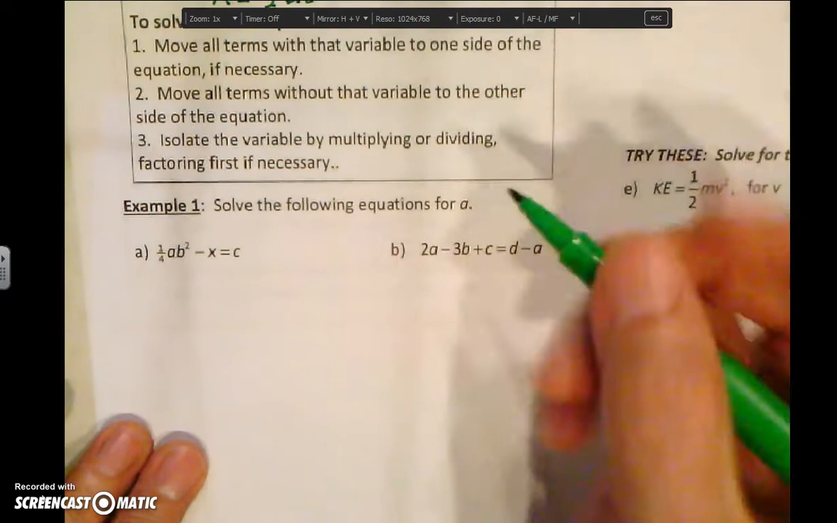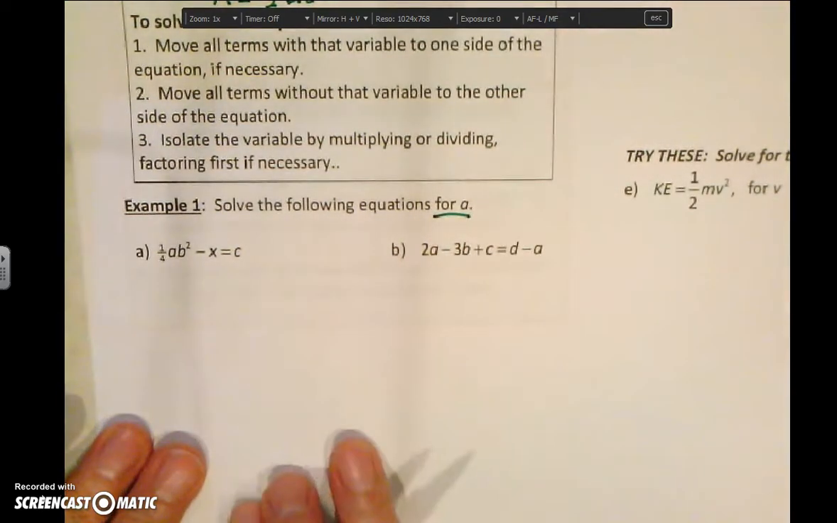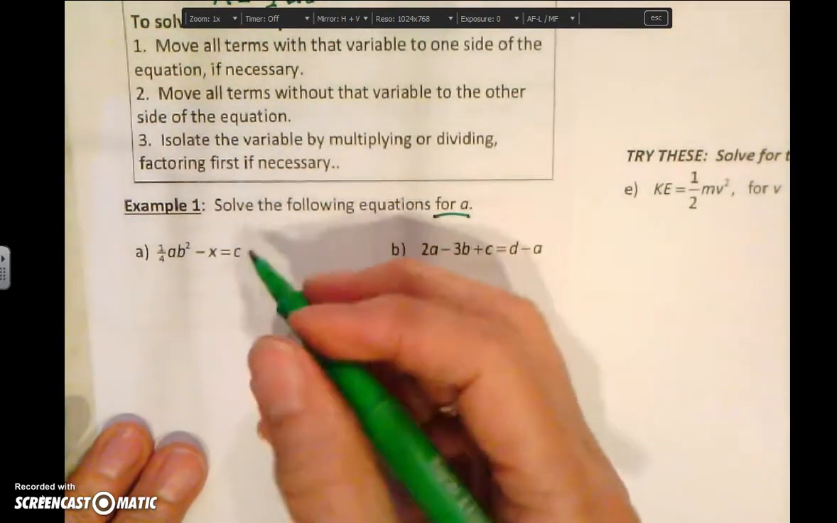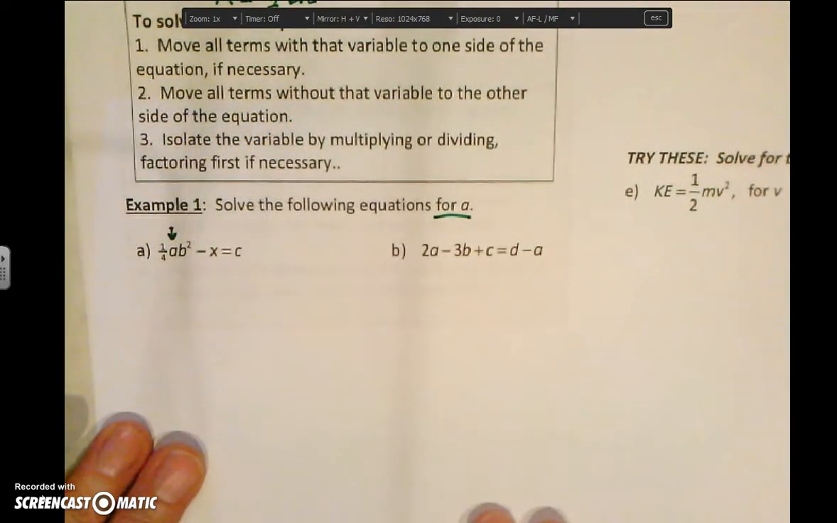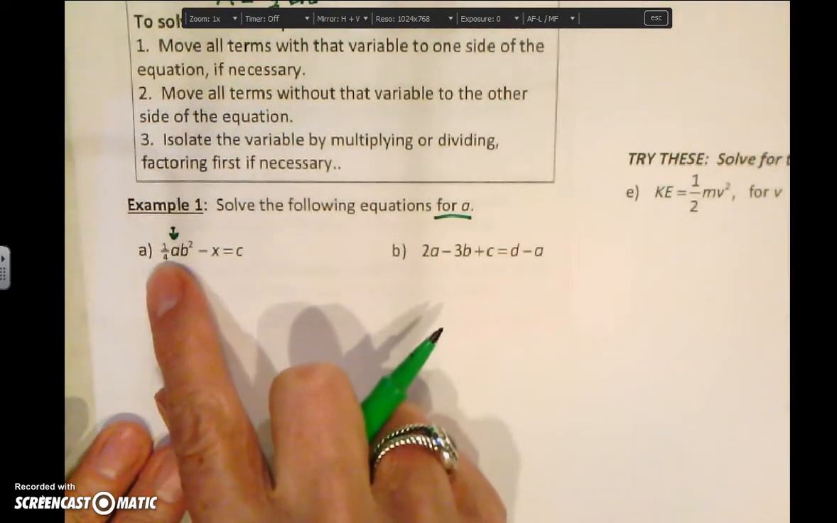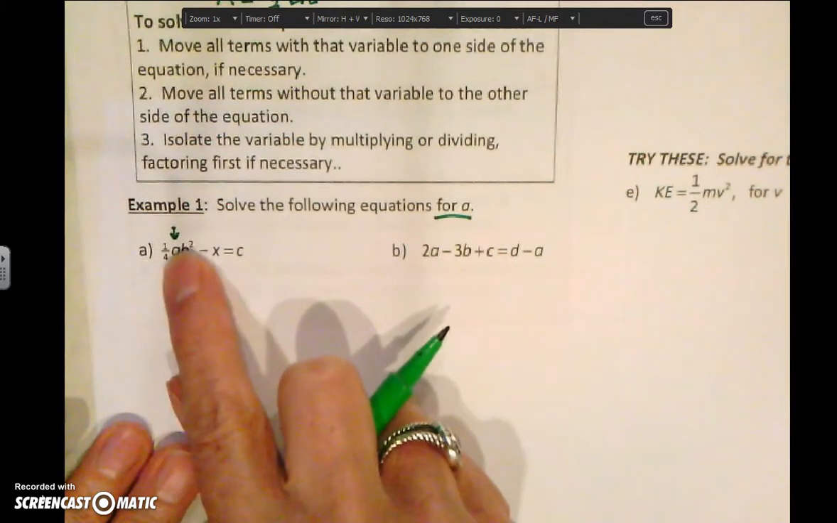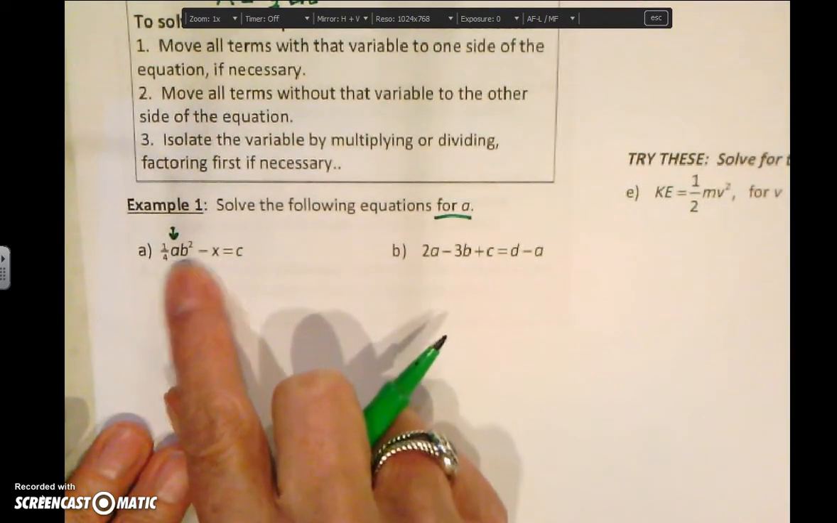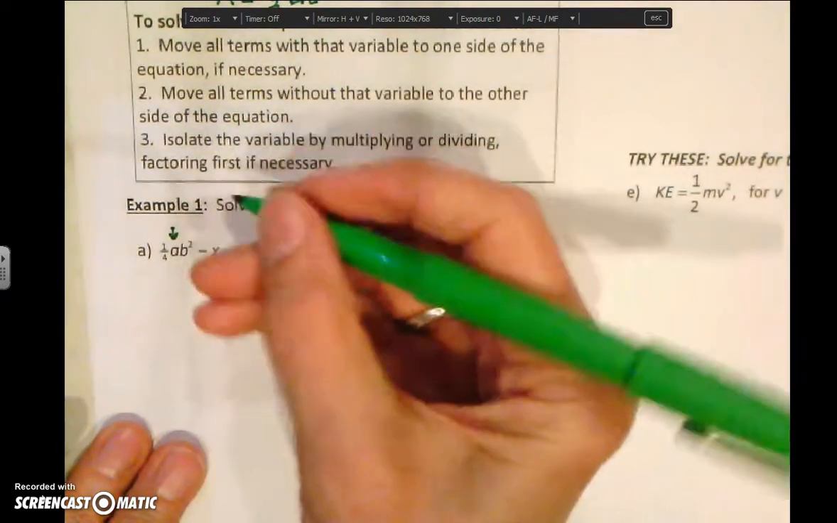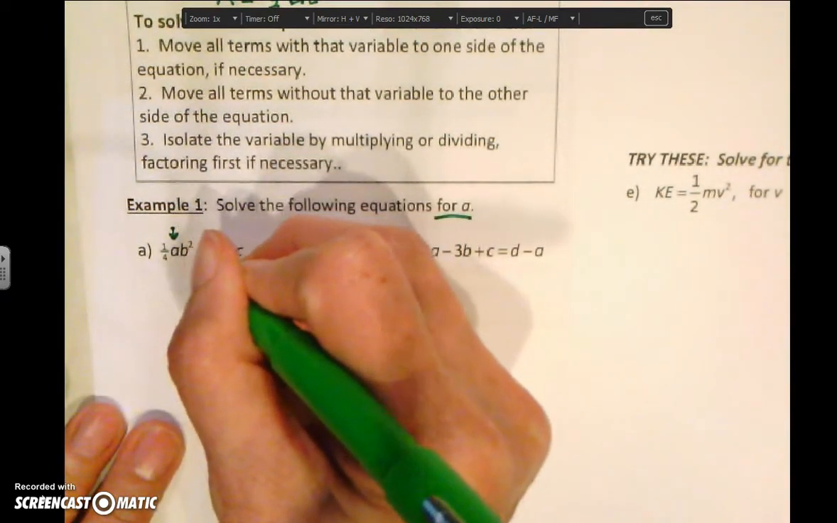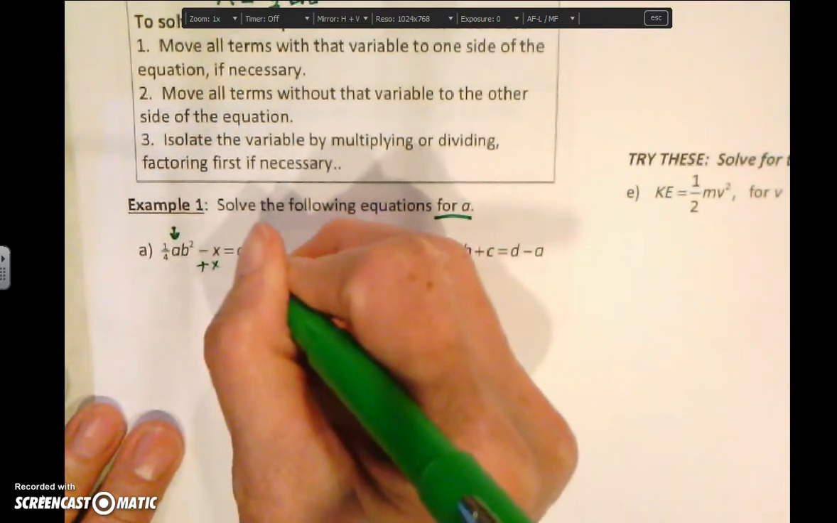Solve the following equations for A. So this is telling us what we want to solve for. I want to observe where the A is in my equation. There it is on the left side. So I want to have my A variables on one side, my A term, so this is an A term, and I want to move my other term, my minus x, to the right side. So to do it, I'm going to add x to both sides.